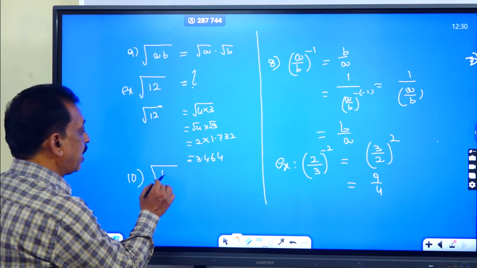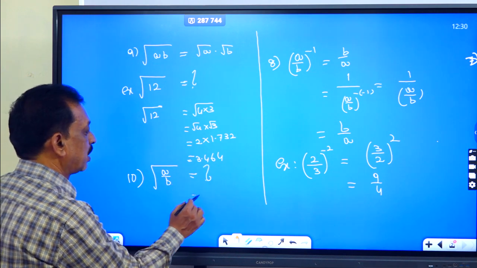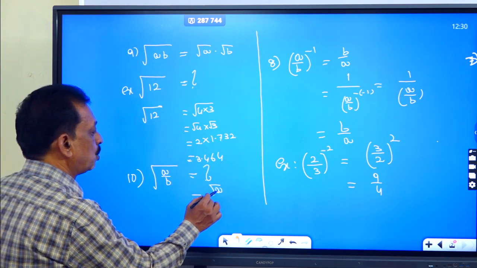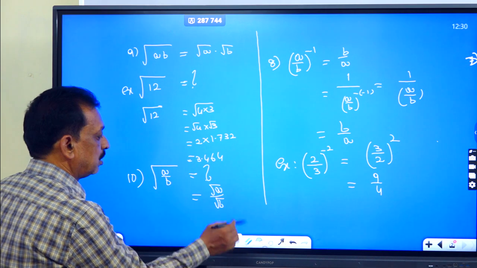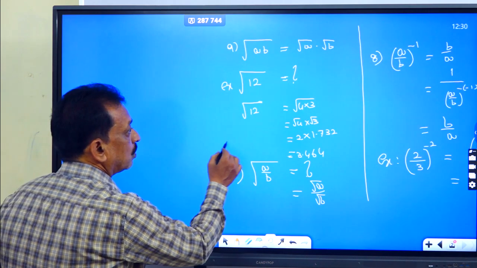The square root of a by b can be written as root a by root b, separately. So root a by root b. Okay.